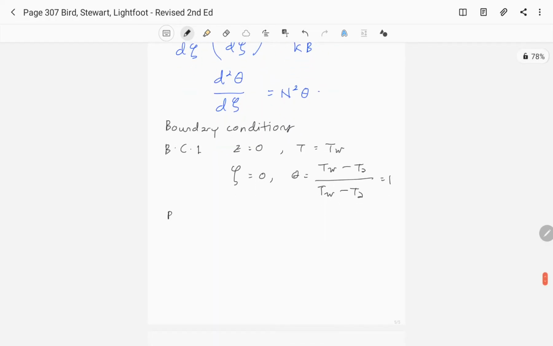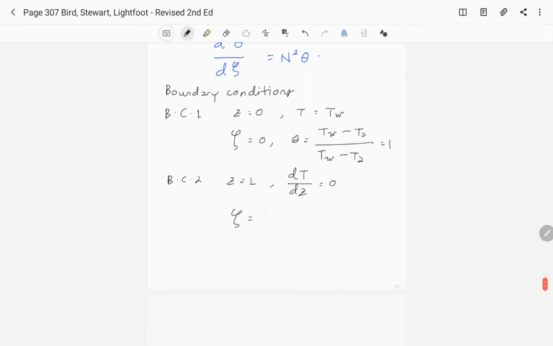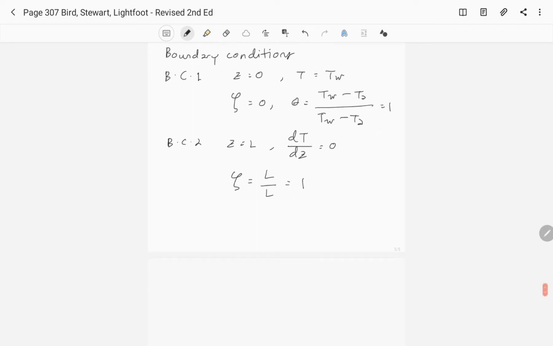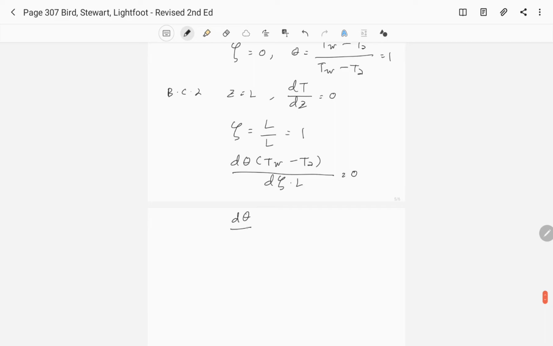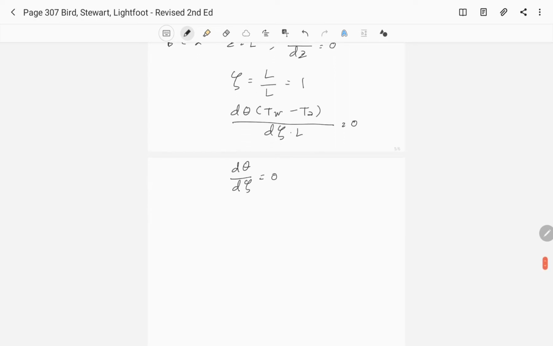Okay, and then your BC2, z equal L, dT over dz is equal to 0. Then you insert that particular value, L over L will be equal to 1, and then d of this (Tw minus Ta) divided by this L equal to 0. So your d phi over d of this dimensionless distance will be equal to 0.